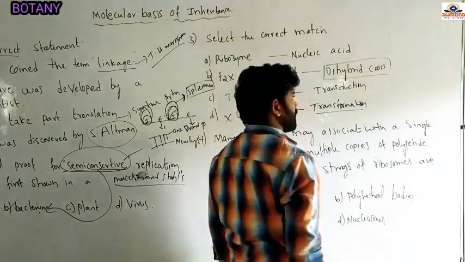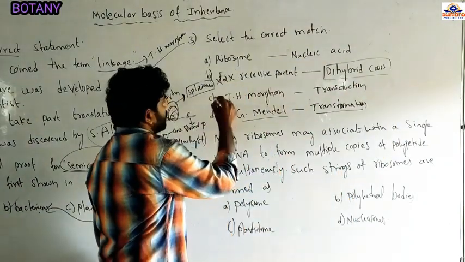Dihybrid cross means two contrasting characters are involved. So option B is also incorrect, and option C is also incorrect.